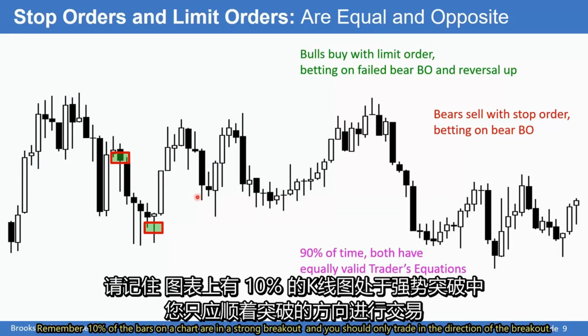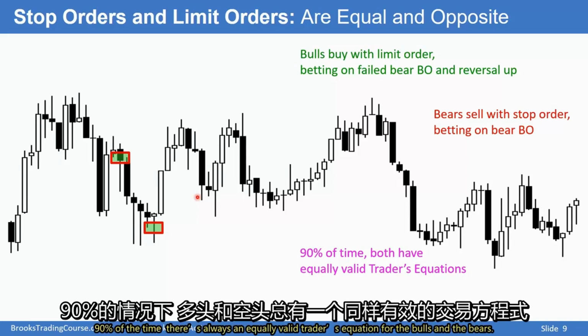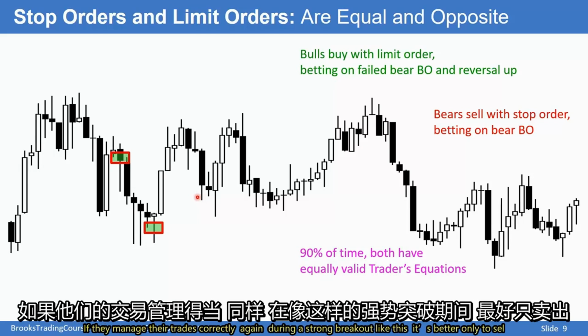Remember, 10% of the bars on a chart are in a strong breakout, and you should only trade in the direction of the breakout. 90% of the time, there's always an equally valid trader's equation for the bulls and the bears if they manage their trades correctly.